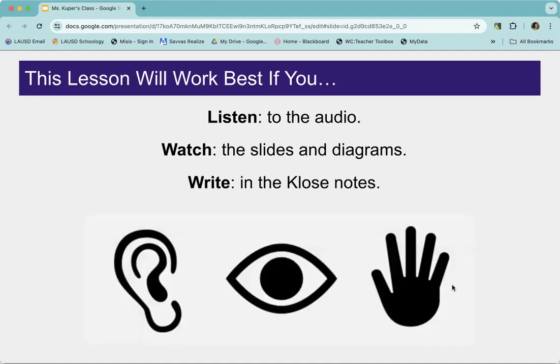A little bit about this lesson. These lessons where I do a recording and show slides are designed to hit three different types of learners: an audio learner, a visual learner, and a kinesthetic or tactile learner. So this video works best if you engage in all three of these at the same time. So it involves listening to the audio, watching the slides and the diagrams, and then writing in your closed notes. Studies have shown that it activates parts of your brains and leads to better, longer lasting understanding.